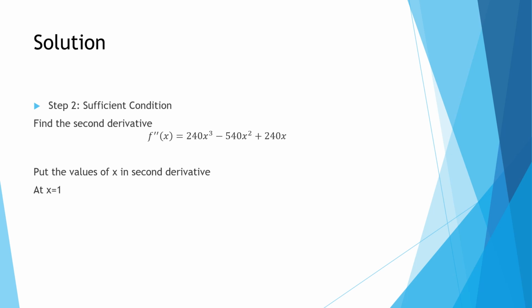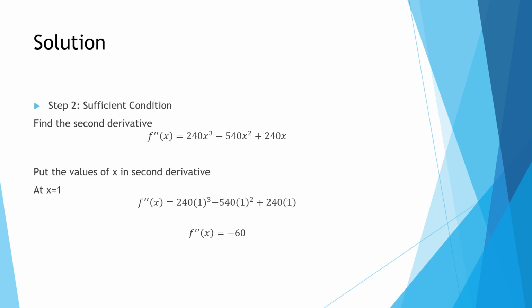So f double dash of 1 will be equal to 240 x cube. x cube is nothing but 1 cube. 1 cube is 1, so that will remain 240 itself, minus 540 into x square. x is again 1, so x square is also 1. So 540 into 1, plus 240 into x, x is 1, so 240 into 1. So that becomes 240 minus 540 plus 240. So that is 480 minus 540. So the value of the second derivative at x is equal to 1 will be minus 60.